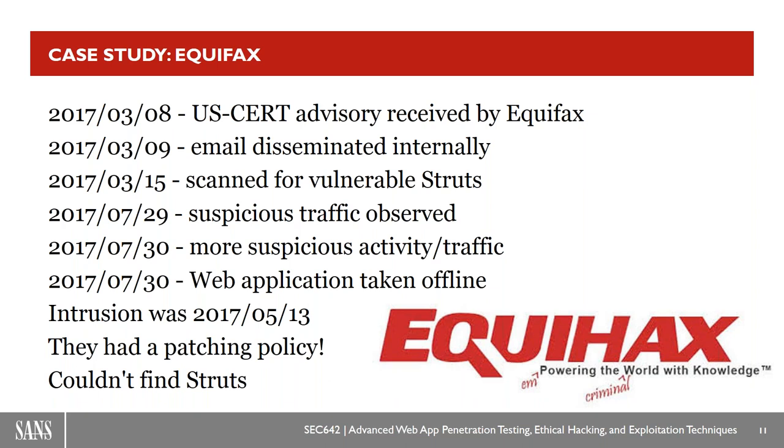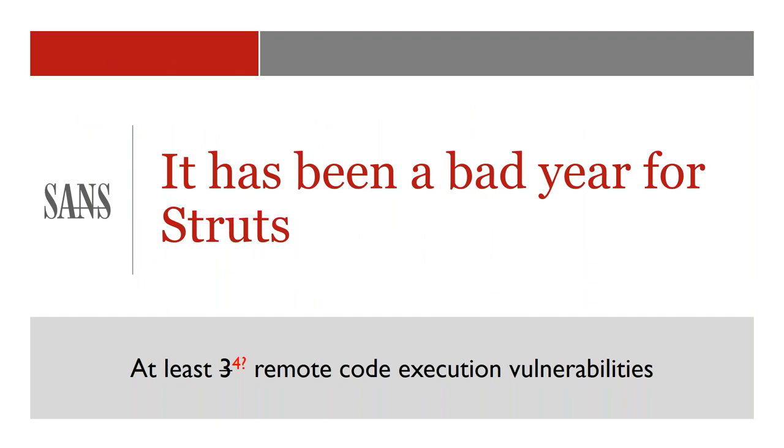I don't actually know what happened there. I didn't work there. But we've seen from the snippets that I've actually watched of the hearings that's pretty much what happened there. So imagine you have an application and it's been a bad year for Struts, right? Honestly, it's been a seriously bad year for Struts. Anyone using it must be going, huh, maybe we should use something else. So I wrote this slide last week, and I put three in there for RCEs this year, remote code execution vulnerabilities, and I think we're up to four as of today.